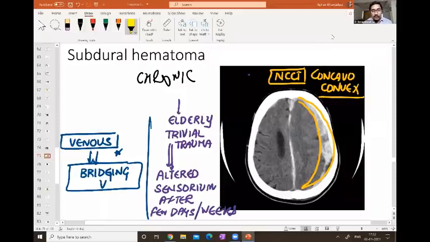Rahul, we don't do DPL if FAST is available. Diagnostic peritoneal lavage is not done if FAST is available.